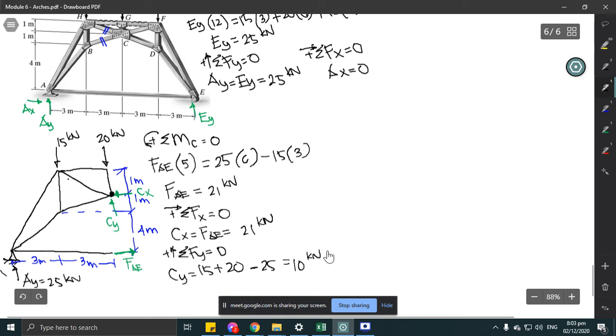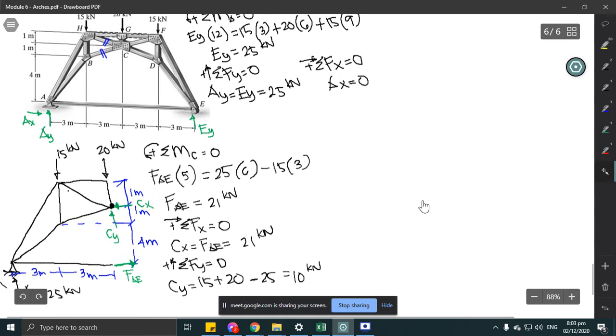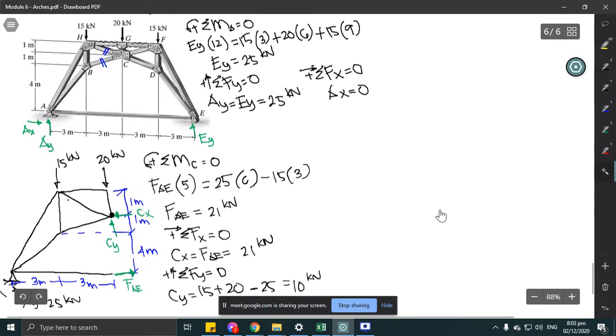Okay? So 10 kilonewton. Since we now have forces in that member, we can proceed with the method of joints. For the method of joints, the figure we consider is not the whole structure, only this part. Let's start with point G. I'll just label it here. This is point G, and this is point C.